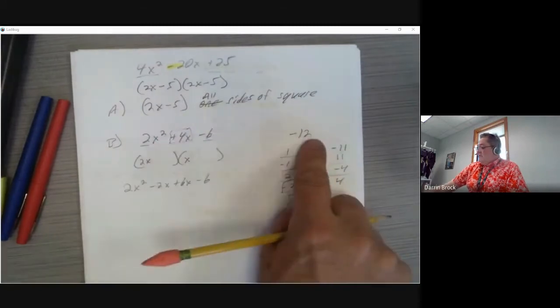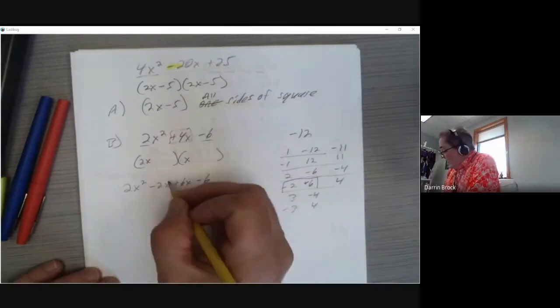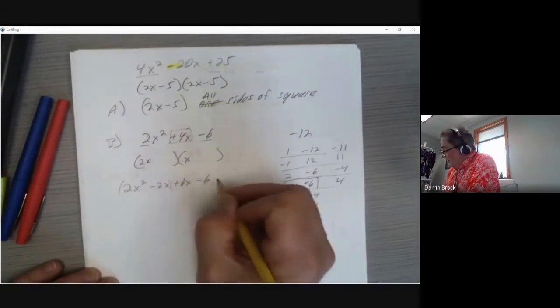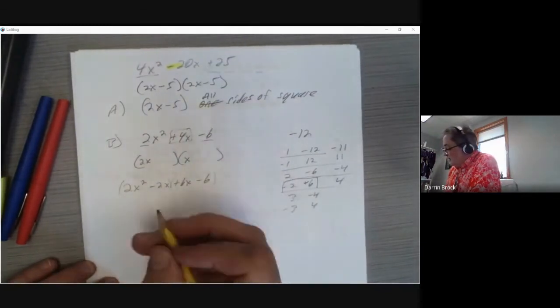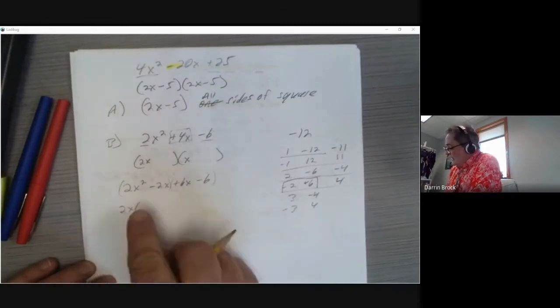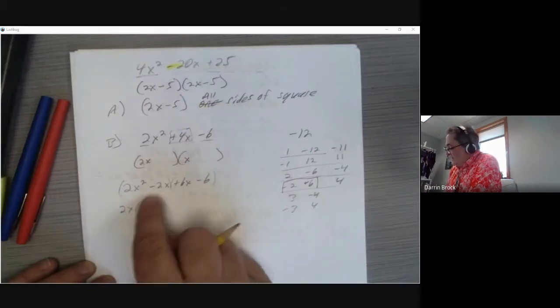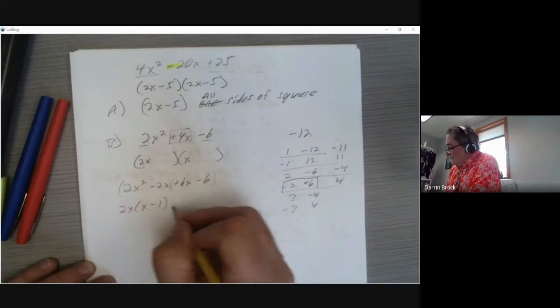And they will get that negative 12 that we need by multiplying the first and last coefficients together. So now we factor by grouping. So 2x squared minus 2x. What can we pull out of there? We can pull out a 2x. What does that leave? That leaves an x. Negative 2x, factor out 2x is just minus 1.